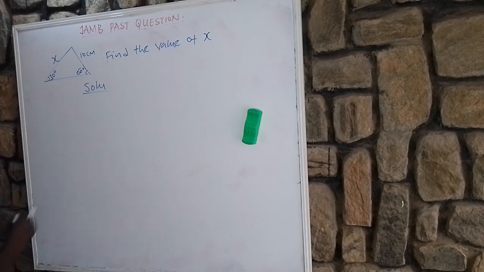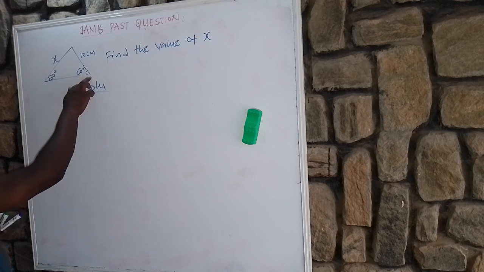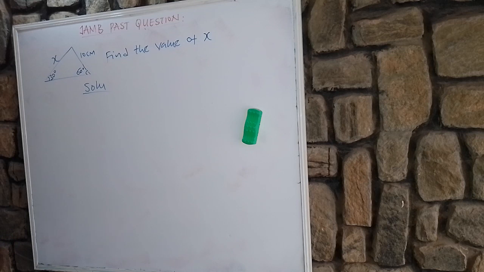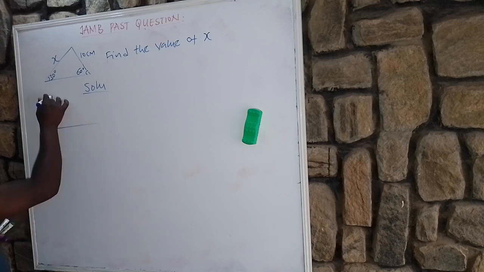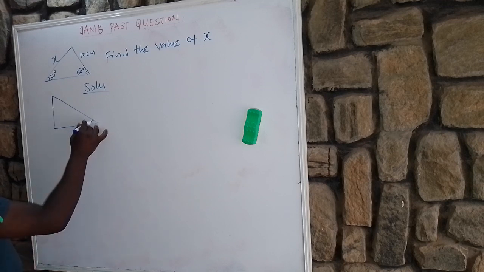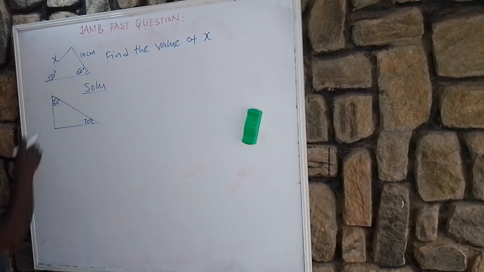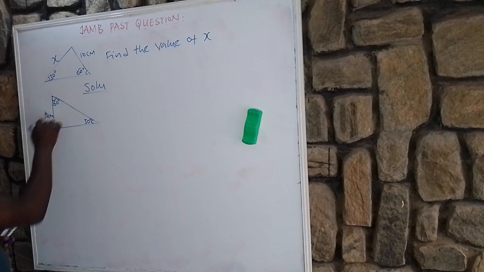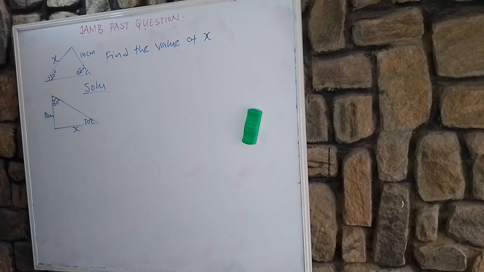Is that clear? Look at this side. Here we have 10 cm, we have 60 degrees, we have 30 degrees, and here is x. What if we now turn this triangle this way? If we turn this triangle this way, this is how it will look. Here is 30 degrees. Then here will now be 60 degrees, true or false? Then here will now be 10 cm. Then here will now be our x.